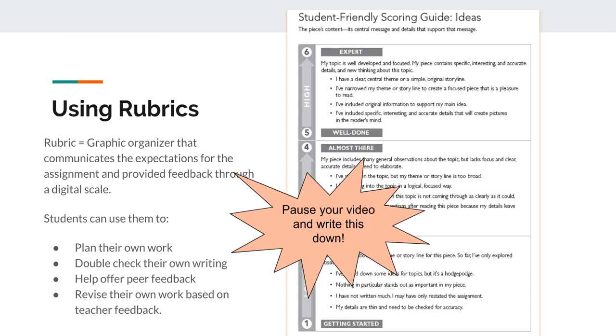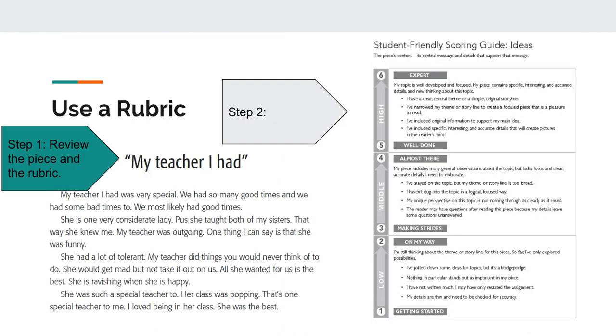So pause your video and write down that a rubric is a graphic organizer that tells people what to expect, and that they can be used to plan your work, double check your work, and help give feedback and use feedback. We talked about this a little bit on the last one, but if you were to read through this piece, review the piece and the rubric, you would be able to go through and assign a score. So I would like you to read through this piece and try and assign it a score, and we're going to talk about it in class when we do this exercise together again.